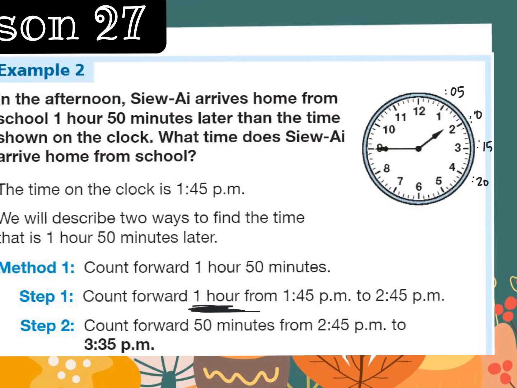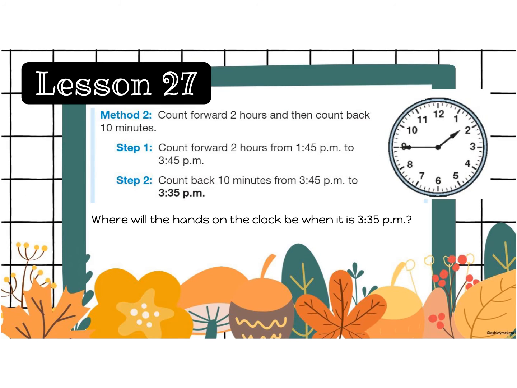Okay, another way you can do it says 1 hour and 50 minutes later. If I jumped ahead, same problem, is to count forward 2 hours from 1:45, which would put you at what time? 3:45, and then I can count back 10 minutes. Why would I count back 10 minutes? Anybody know?